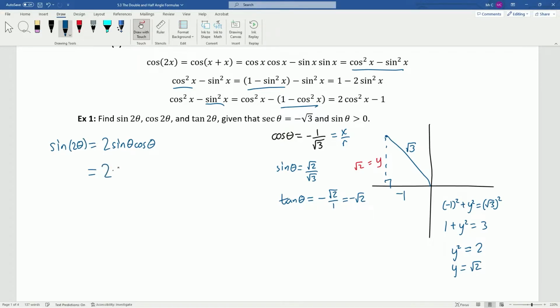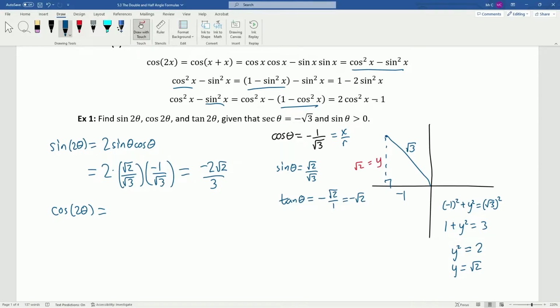Okay, so this is 2 times, and sine of theta is going to be radical 2 over radical 3, times cosine of theta, which is negative 1 over root 3. So up top here, we get negative 2 root 2, and in the denominator, we get radical 3 times radical 3, which is just 3. So that's sine of 2 theta. As you can see, the square roots in the denominator canceled out, so we didn't end up having to rationalize anything.